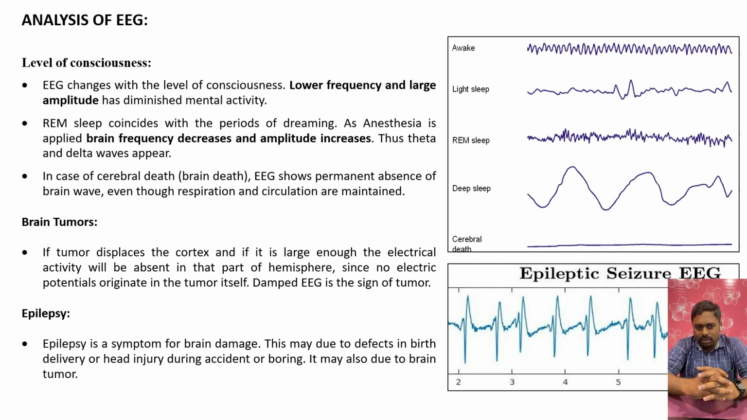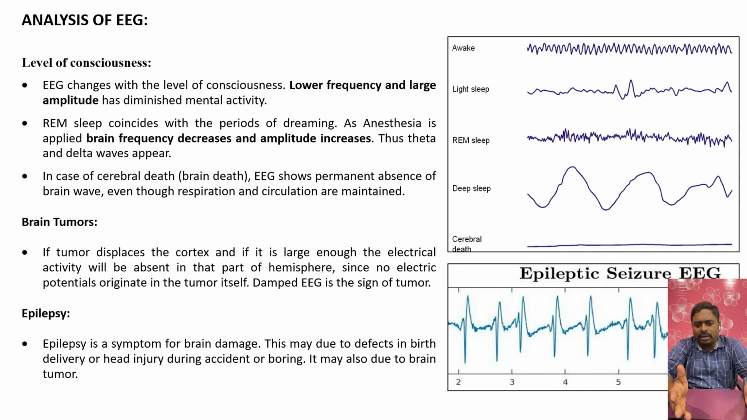Next, brain tumor. The tumor displaces the cortex, and if it is large enough, electrical activity will be absent in that hemisphere. If a tumor occurs in a particular part of the hemisphere, no electrical activity will be observed there. Since no electrical potentials originate in the tumor itself, a damped EEG is the sign of a tumor. Next, epilepsy. It is a symptom of brain damage.